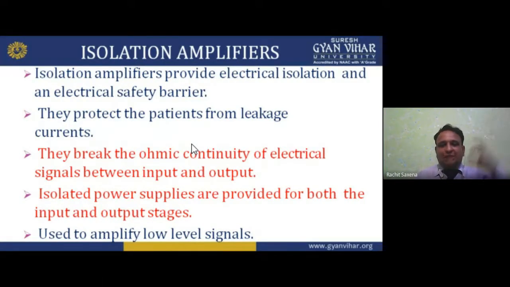So an isolation amplifier provides electrical isolation, because we are talking about electrical engineering. Which type of isolation does it provide? It provides electrical isolation and an electrical safety barrier also. It provides the safety barrier. If the safety barrier is not there, the isolation is not there, so we basically cannot prevent it. So why are we using this? We are using it to provide electrical isolation and an electrical safety barrier.